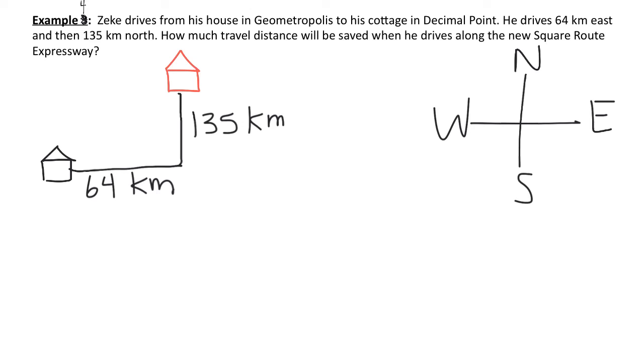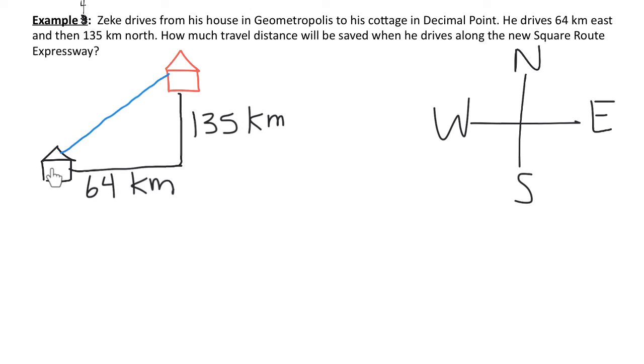However, instead, they are proposing that he's going to save some travel distance and he's going to take a shortcut. Now, the shortcut is a path or a route that takes him directly from his house to the cottage. And so that's the line that I've drawn into the diagram in blue. So rather than taking this kind of side route, he's going to go straight from his house to the cottage, and they call this road the square root expressway. So they want you to figure out how much distance he can be saving if he chooses to travel along this expressway instead of taking his normal path.